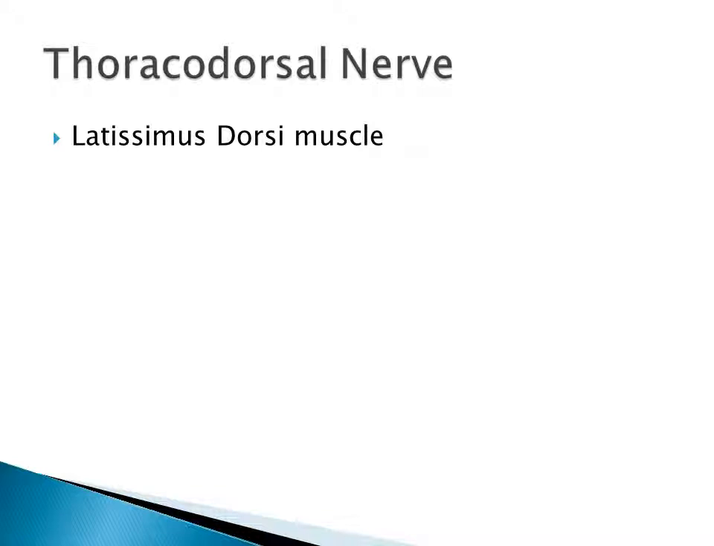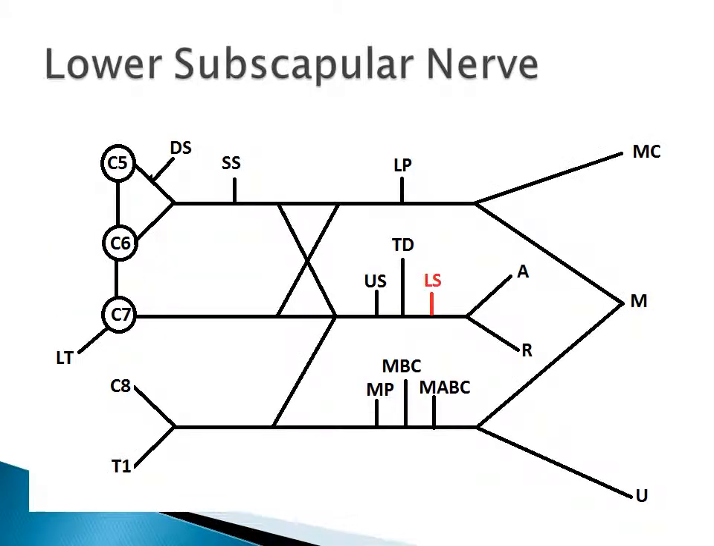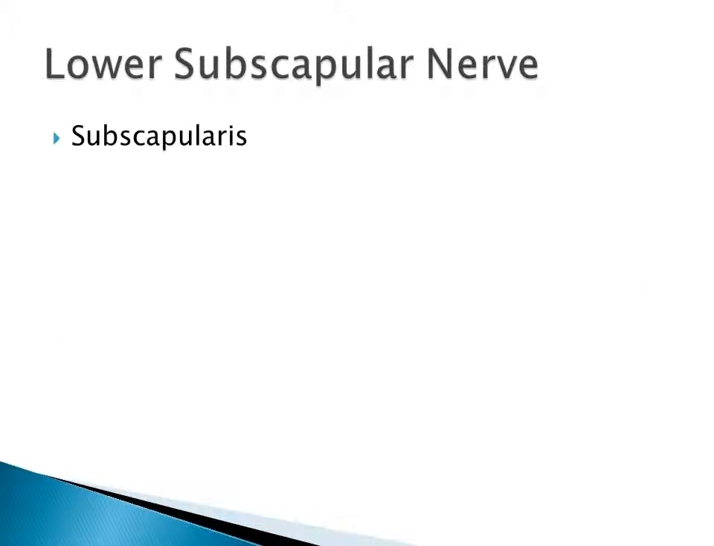The latissimus dorsi muscle's function can be remembered by the acronym MEA, as the functions are medial rotation, extension, adduction of the humerus, and these are all controlled by the lats muscle. Next, we will look at the lower subscapular nerve. The lower subscapular nerve innervates the subscapularis and teres major muscles.